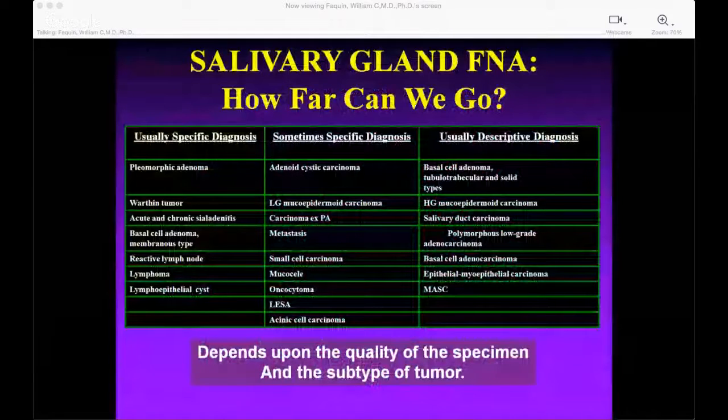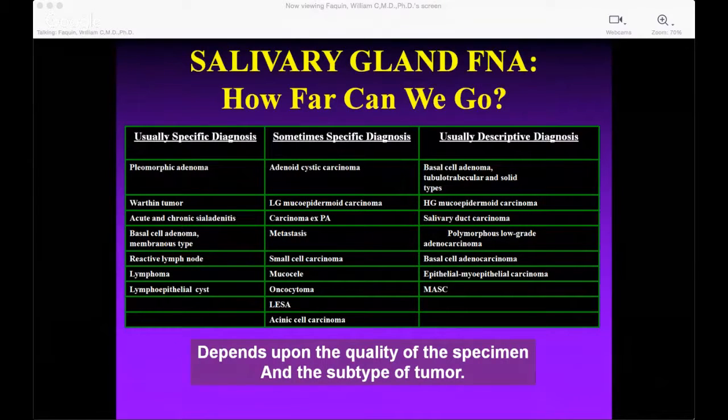Now, this is a table that I put together, which I think is very helpful to me, and hopefully it's helpful to you as well. And what I've done is I've listed many of the different lesions that you can encounter in the salivary gland.